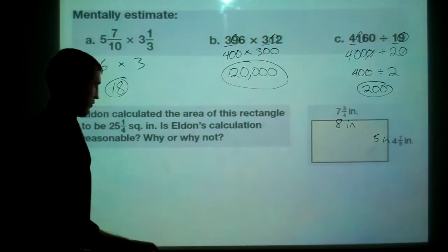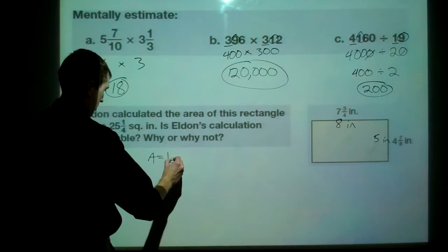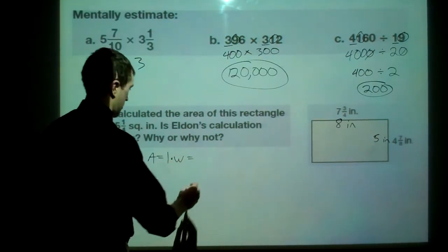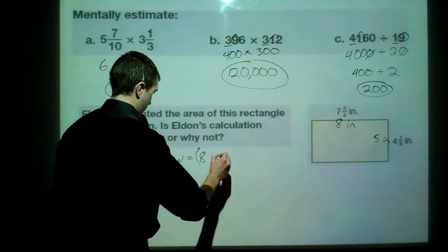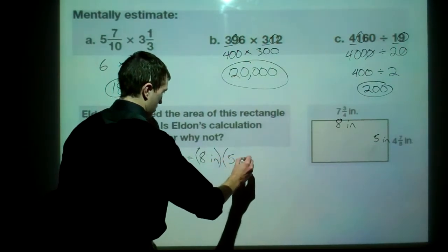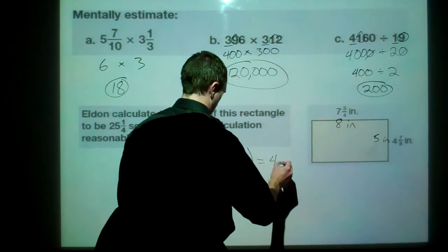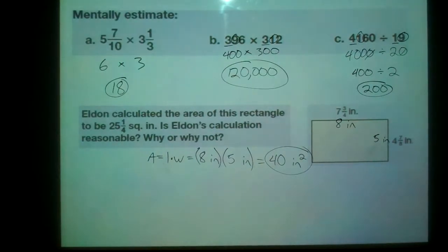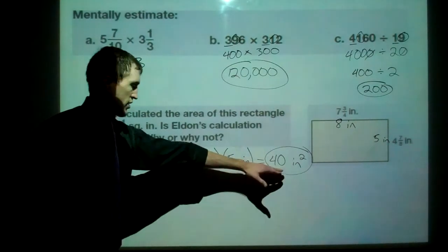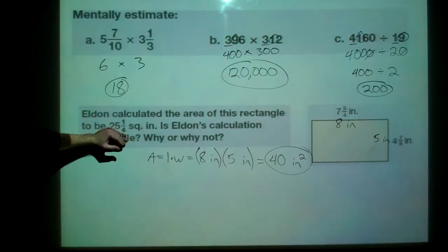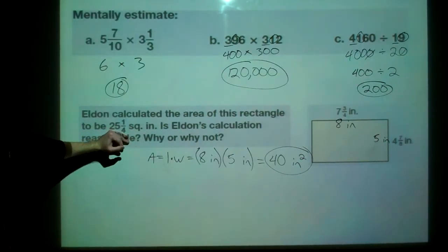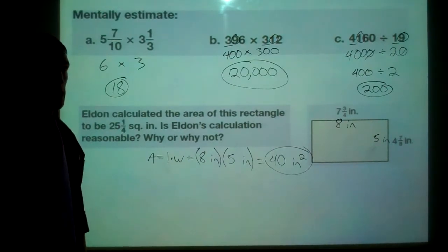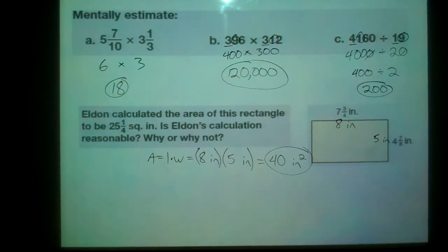And just by estimating, we find area equals length times width, which is 8 inches times 5 inches, which is 40 inches squared. And Eldon got 25 1/4 square inches. I would say his calculation is not reasonable because 40 square inches and 25 1/4 square inches are not close at all. So his answer is not reasonable. Alright, so that was our lesson 29, and we'll see you tomorrow.